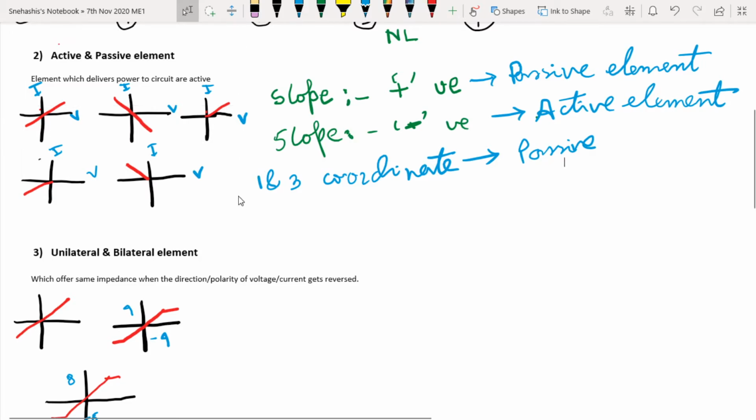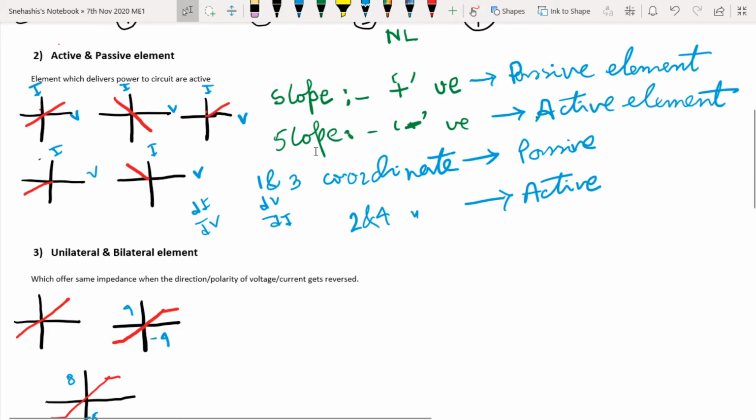The slope means what? dI/dV or dV/dI. If it is IV characteristics, slope means dI/dV. If it is VI characteristics, slope means dV/dI. So slope positive means what? These quantities should be greater than 0. Now in first coordinate both of them are positive, so slope is positive. In third coordinate both of them are negative, so their slope is positive again. So in first and third coordinate the element is passive. Again, if it is second and fourth coordinate, then on a similar logic it is an active element, because here you can see that the characteristics have a negative slope.